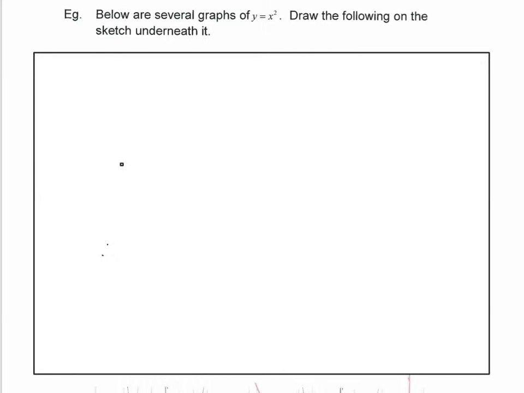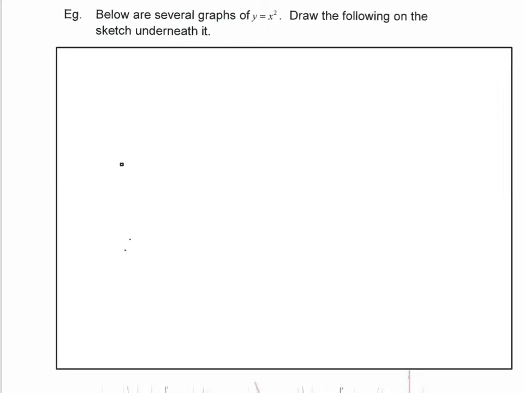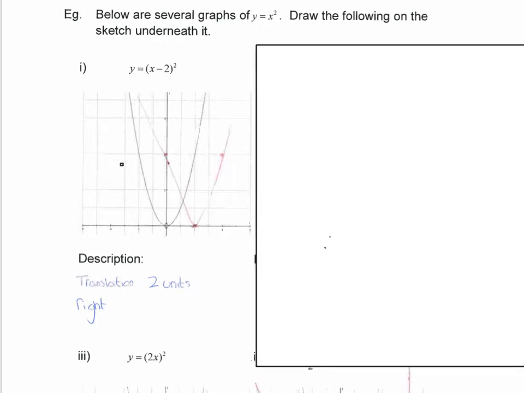Let's have a look at a few examples to try and put these into practice. My advice would be have the table on the previous page sitting out in front of you as you try these for the first time to make sure you know exactly what you're doing. So what we've been given is the graph of y equals x squared, so just our basic quadratic, and we have to perform a couple of transformations.